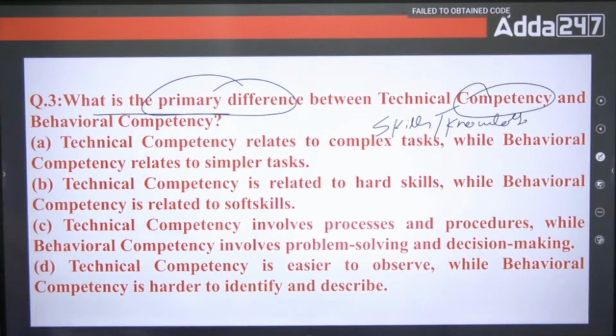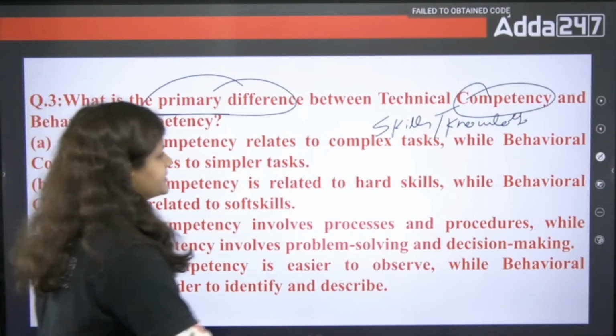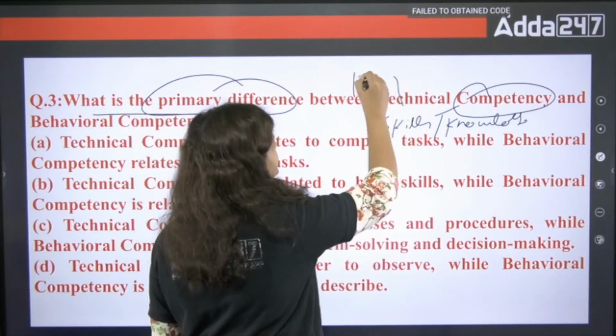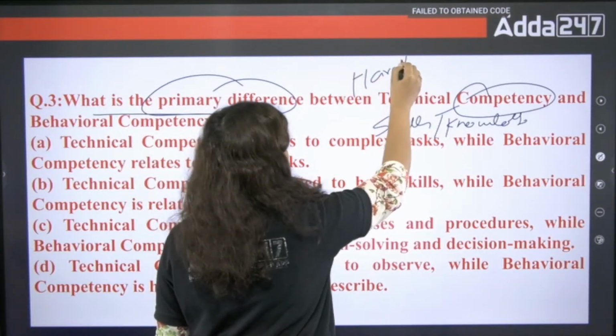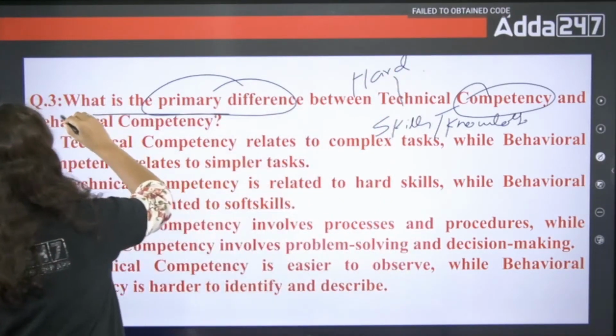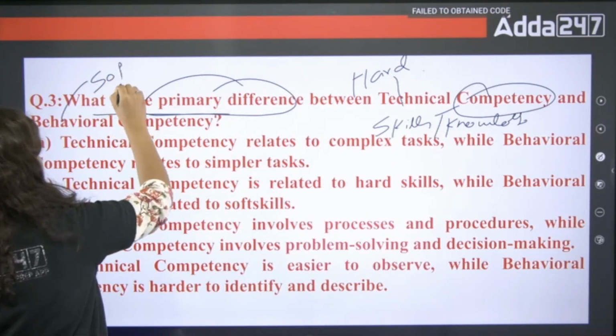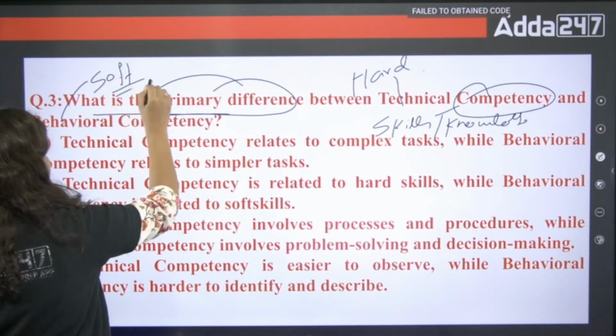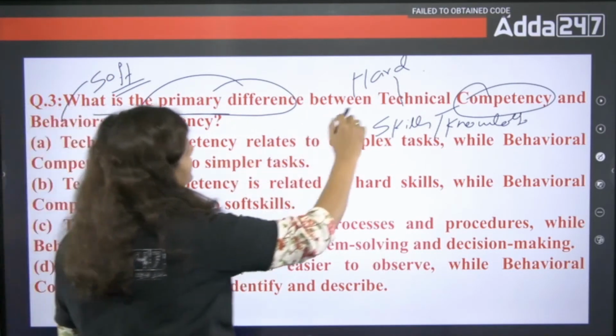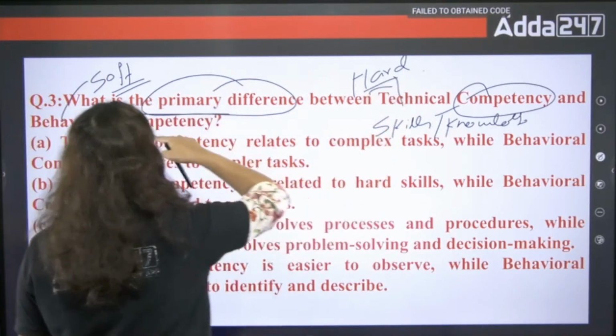So the primary difference between technical and behavioral competencies is that technical competencies tell you about the hard skills, right? Technical is what? That is hard skills. And behavioral is what? That is soft skills, right? So that is hard and that is soft.